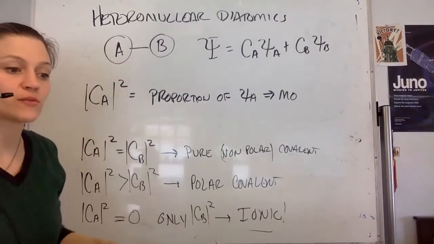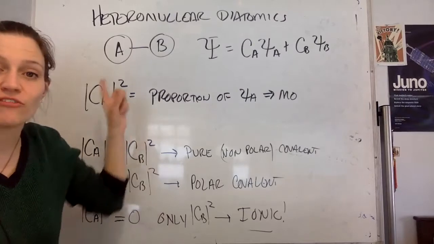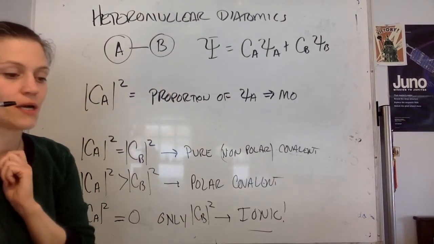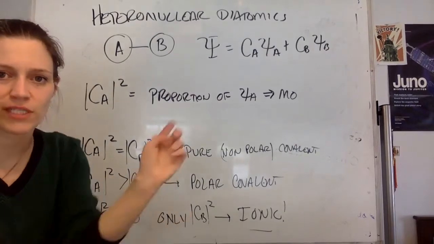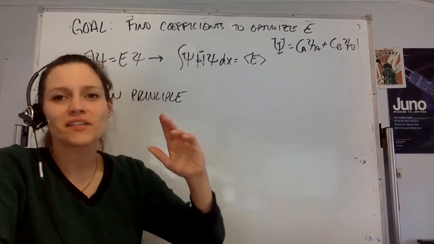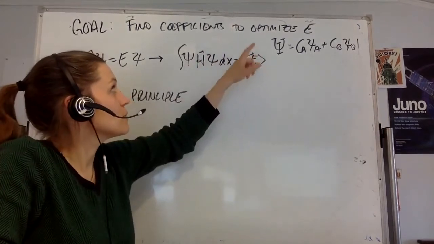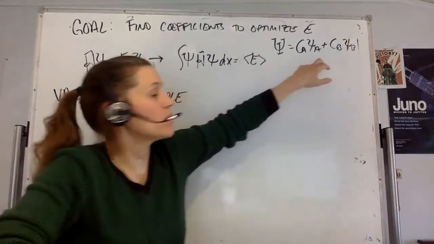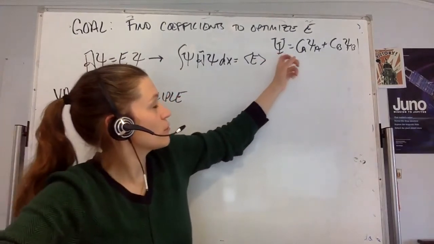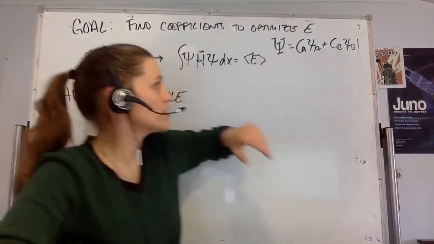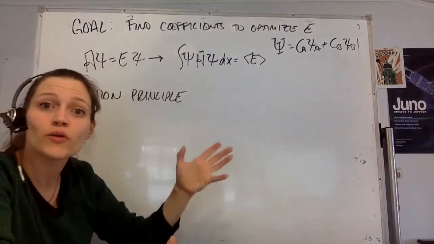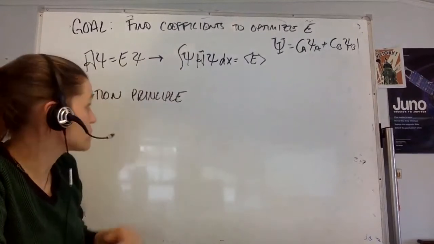All right, so next what we're going to do is determine how we find these coefficients. That's a little tricky in terms of the mathematics, but I'm here to help you out. So I'm going to erase this and be back. Go team. So the goal is to find the coefficients Ca and Cb of a diatomic that optimize the energy E. So we know the total molecular orbital is equal to the linear combination of the atomic orbitals with the coefficients out in front. H psi equals E psi. This is always where we start when we're talking about optimizing energies.